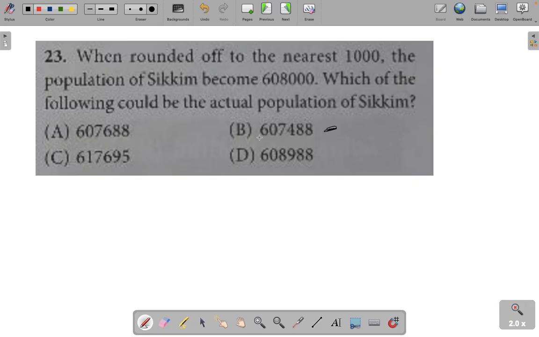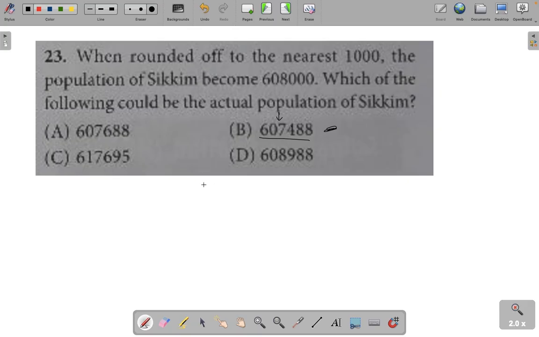So see, try rounding this to the nearest 1000. Sir, A. Yeah. It will be A, because if you round this off, you have to either increase it or keep it as it is. So you look at this. This is 4, which is less than 5. This will be 607000. This one will be 608000.